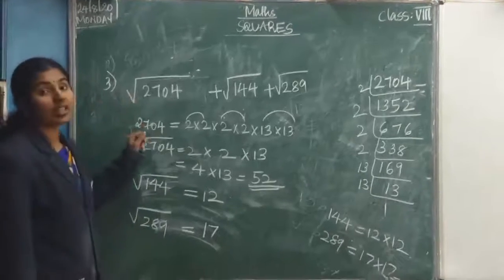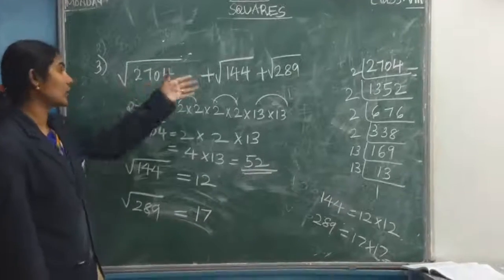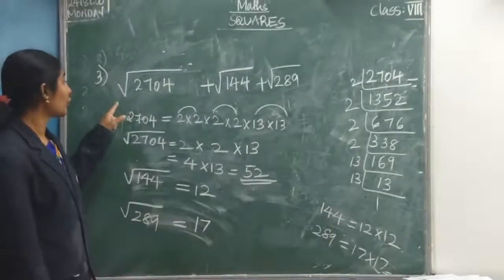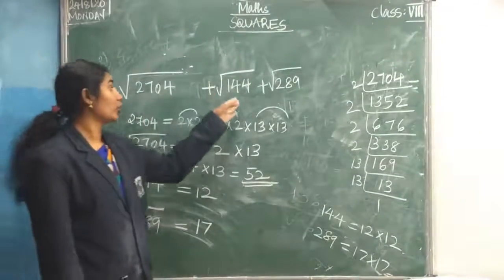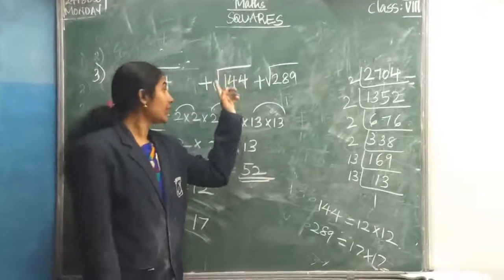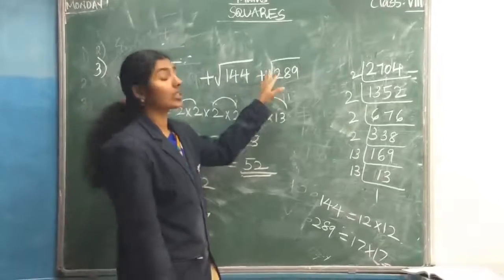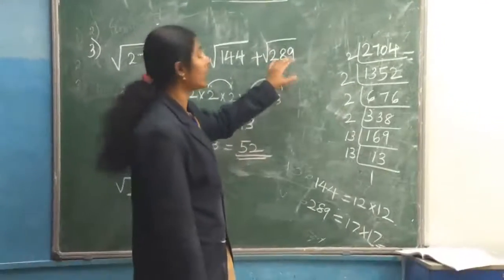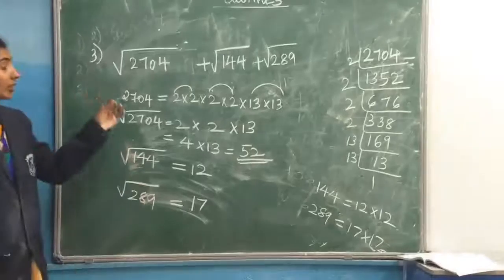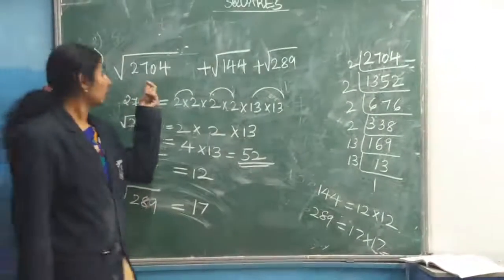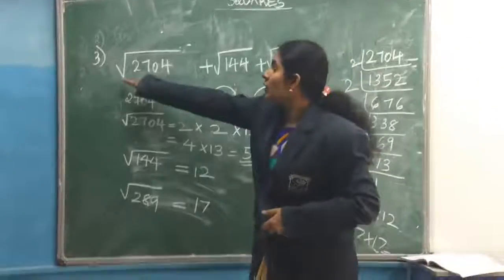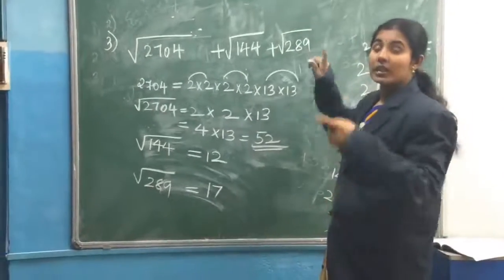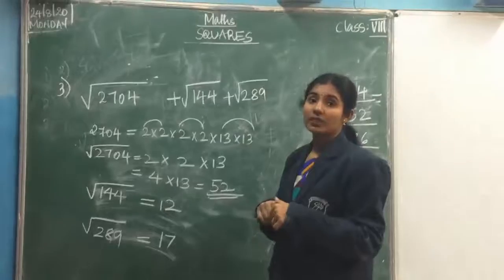See the next question. We should simplify this one. What is the question? Square root of 2704 plus square root of 144 plus square root of 289. So first of all, for each number you should find the square root. Then add those 3 numbers.